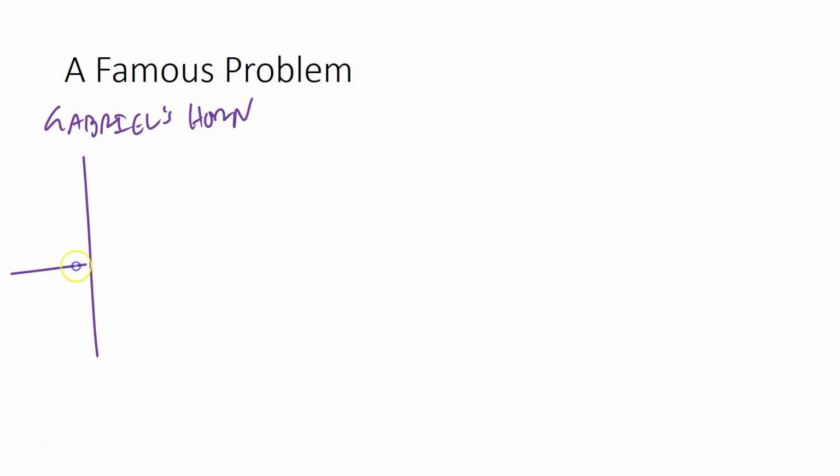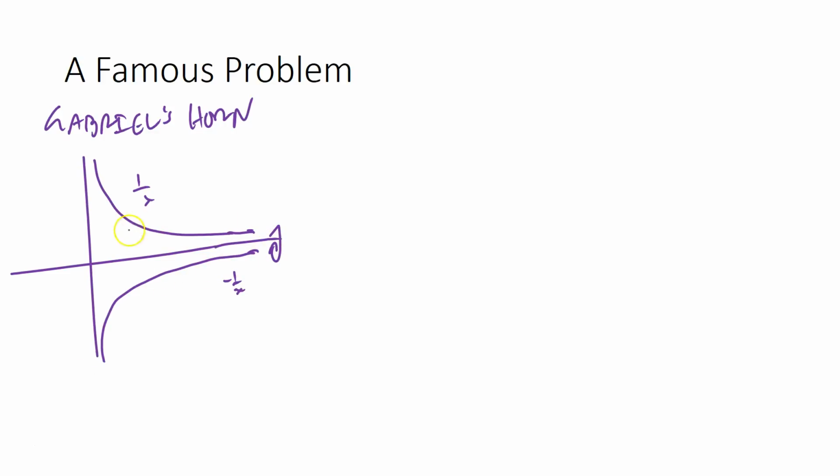Gabriel's horn is created by taking the function 1 over x, which we just talked a little bit about, and you revolve it around the x-axis. So 1 over x revolved around the x-axis would look something like this over here, right? And at the bottom here, that would be negative 1 over x, the bottom function. But you have this revolved around, so it's going to create disks, and we can find the volume of this thing.